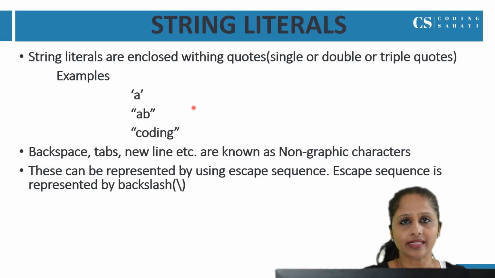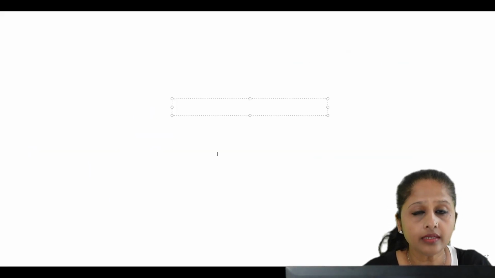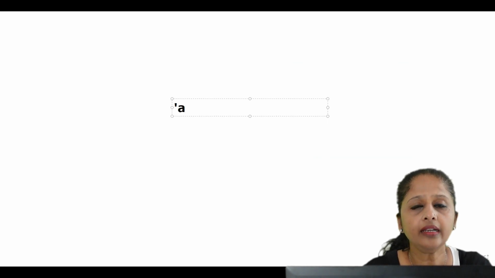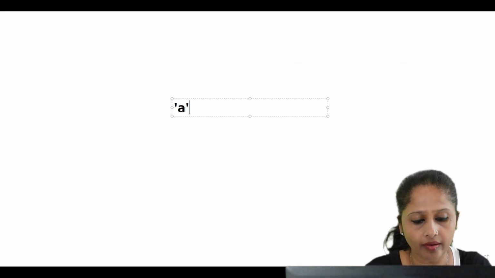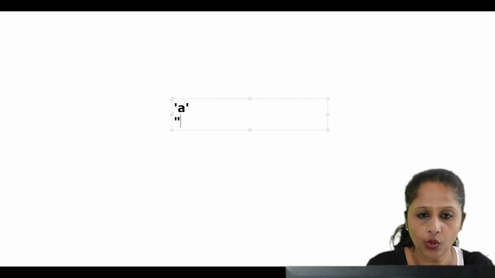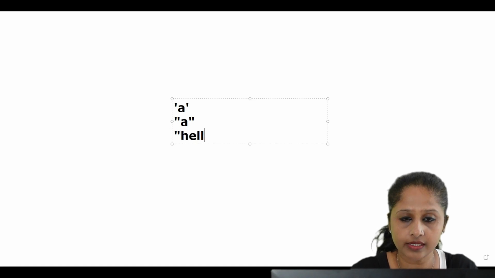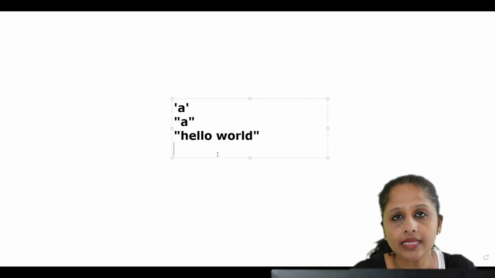So let's see some examples. I can write letters like this. I have written small letter a inside single quotes. The same thing I can write in double quotes also. We can write words like this, hello world. So these are some examples of string literals.